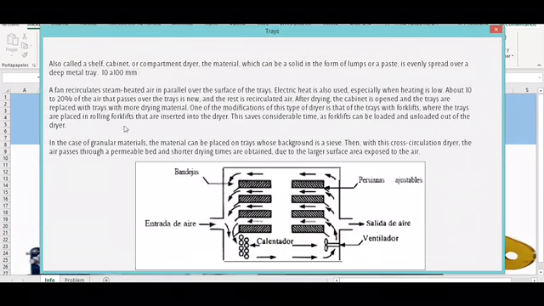The first one is the trays. So the trays are pretty simple, pretty common actually. We have a little description over here and then the diagram, in which you have an inlet of air, then you heat it up, and with a fan you distribute it all over your surface until it goes out.